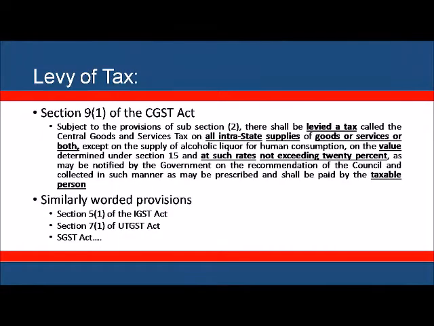And that takes me to the broad levy provision, which is section 9(1) of the CGST Act. Similarly worded provisions exist in the other sister acts. I will not take you through all of them. And when you look at the levy provision, what are we told? We are told there shall be levied a tax on all intrastate supplies of goods or services, or both, and therefore we are in a way doing away with the distinction between goods or services, except on supply of alcoholic liquor for human consumption, because that has been outside the purview of GST, on a value which is determined under section 15 and at such rates not exceeding 20%, and it shall be paid by the taxable person.